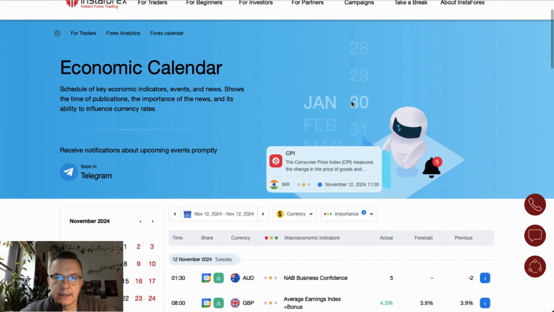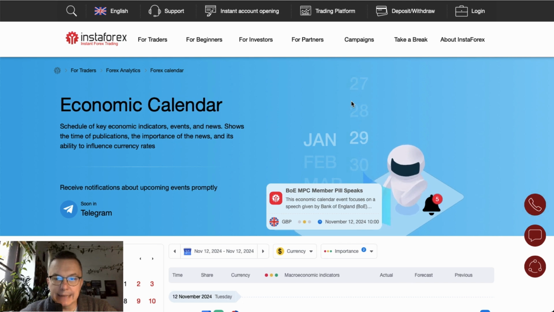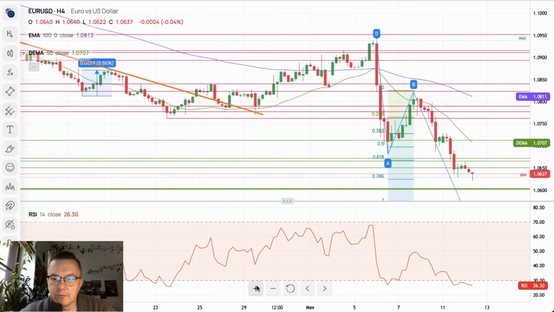And as you can see, we are now taking another look at the technical part of our chart. We start with euro dollar. So what's going on the euro dollar on Tuesday? We got the movement to the downside.